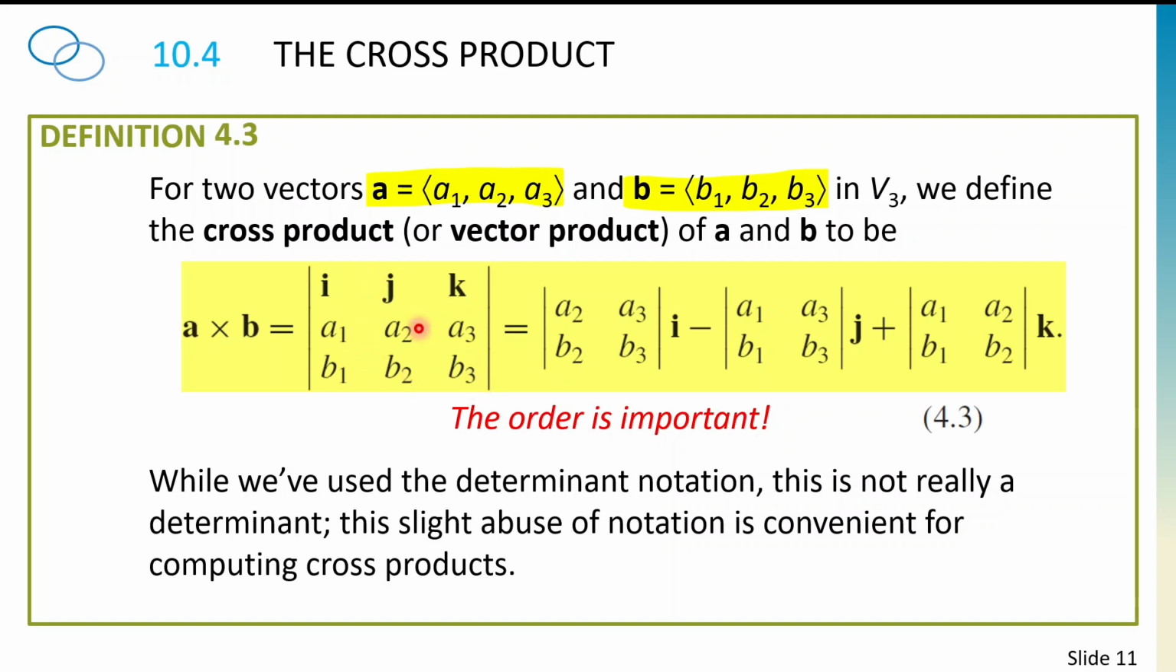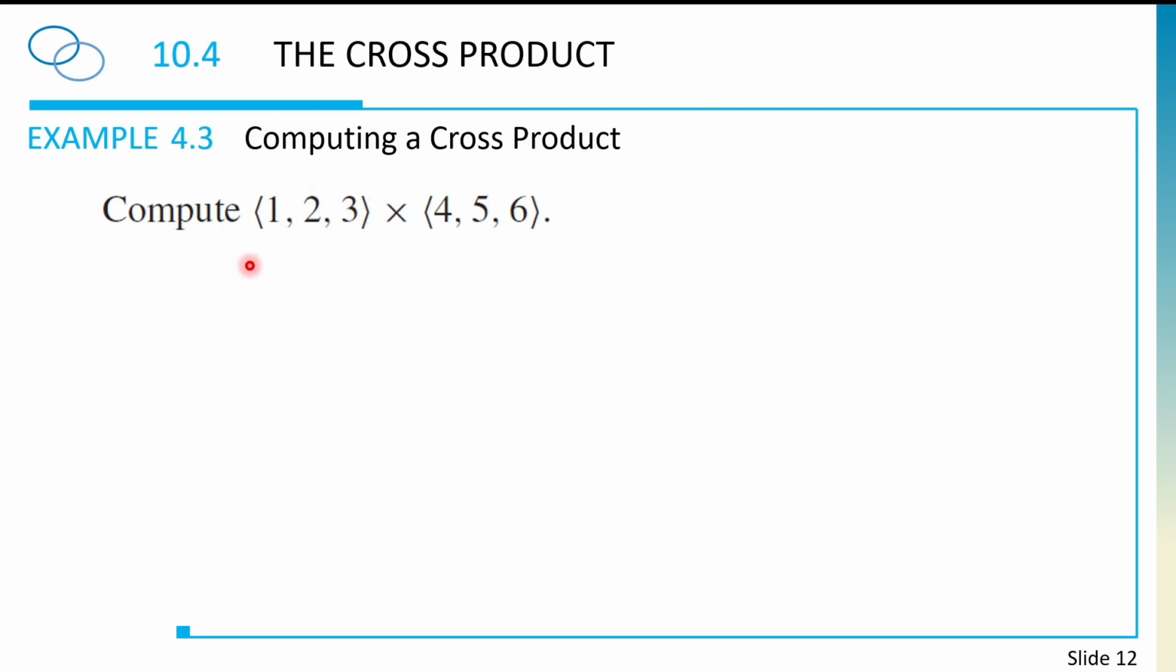Okay, now to find the determinant, again, we follow the same procedure that we've done before with real numbers. We'll take I, we'll cancel row, column. We already practiced how to do that. And the order here is very important. You can't switch the order. What we're doing here is abusing the notation of determinant in order to find the cross product. Okay, let's try one like this.